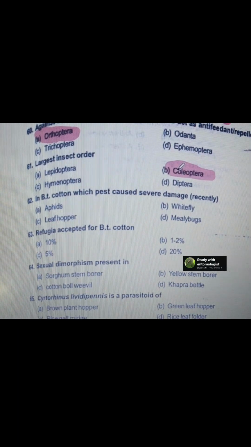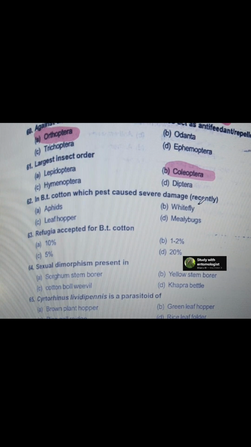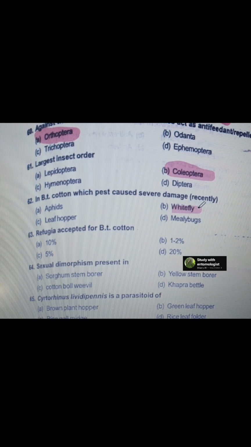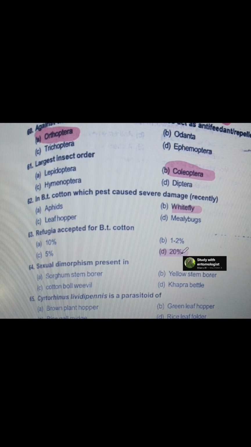In Bt cotton, which pest caused severe damage recently? In Bt cotton, we know minor pests became important after the coming of Bt, which is resistant to the bollworm complex. When bollworms are not there, in the absence of the major pest, minor pests become major. Whitefly was previously minor, but now it has become major. Next question: refugia accepted for Bt cotton. For Bt 1, the first generation, it is 20%. For Bt 2 it is 5 to 7%, and for third generation Bt there is no recommendation of refugia.